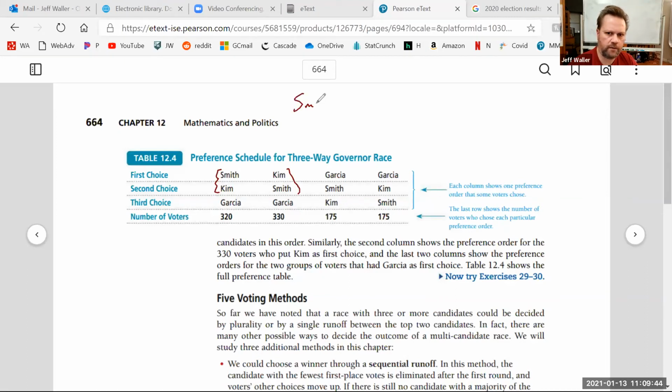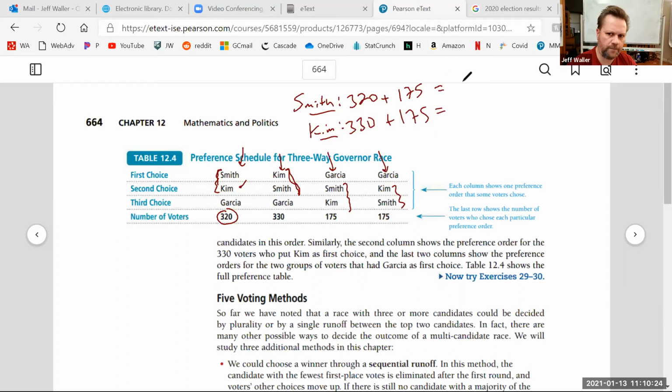So look at Smith. When only compared to Kim, Smith wins 320 times. And then here she wins again, right? If you look at each one and you pretend like only Smith and Kim exist, Smith beats Kim 175 times. What about Kim versus Smith? Kim wins here 330 times, and Kim wins here 175 times.